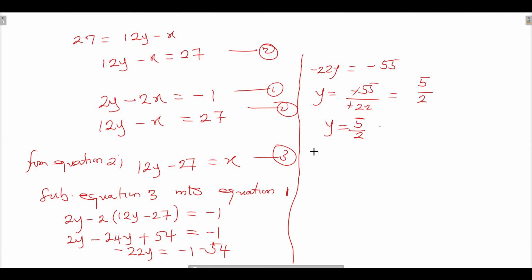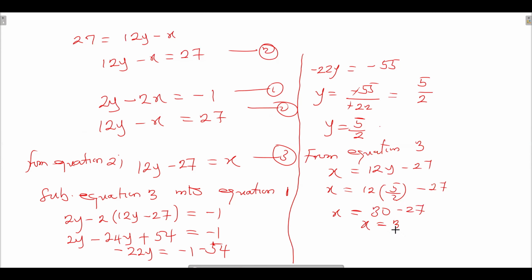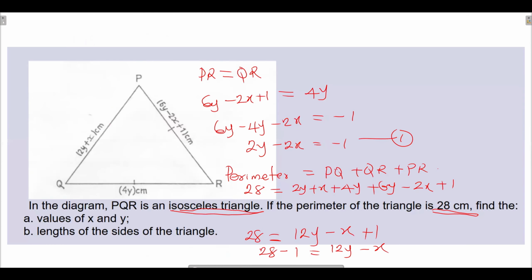Now, since y equals 5 over 2, from equation 3, x equals 12y minus 27. That means x equals 12 times 5 over 2, minus 27. So x will now be, 2 into 12, 6, 6 times 5, that's 30, minus 27. So x equals 3. So x equals 3 and y equals 5 over 2, that's 2.5. That's the first thing there. The question says we should find the values of x and y. So x equals 3, y equals 2.5.